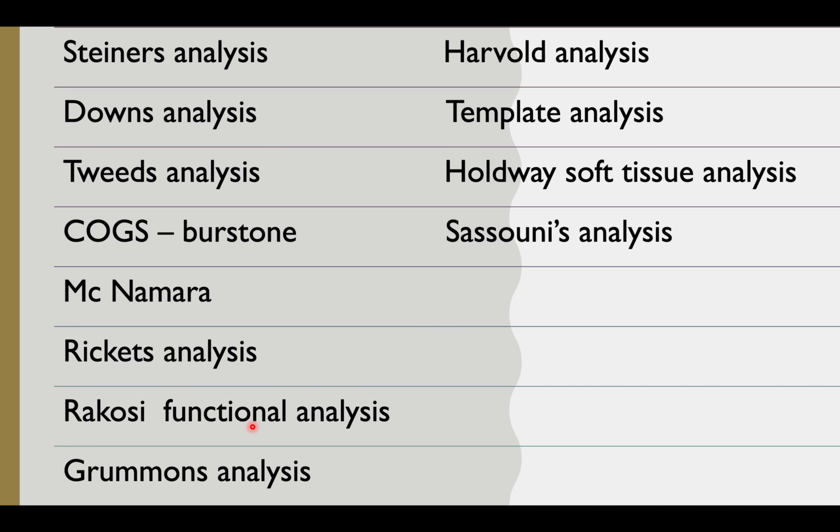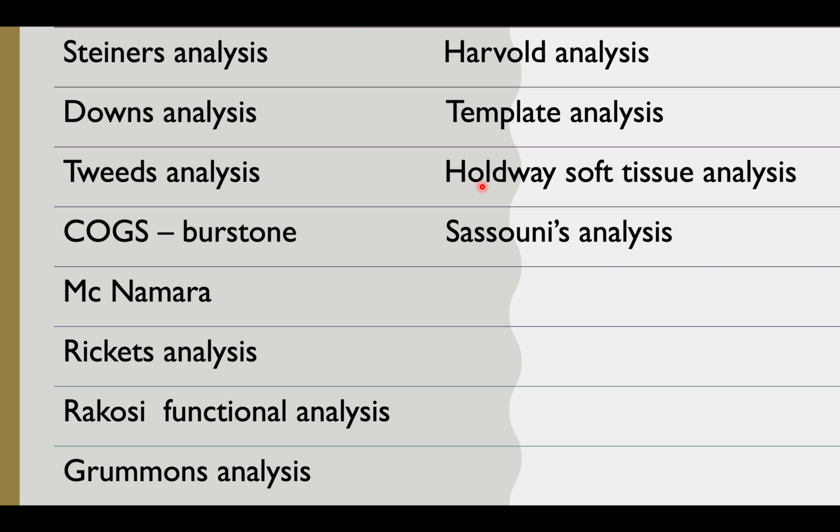These are the various analyses which are used in the cephalometric examination. Most of them contain both the skeletal and dental parameters, and the Holdaway soft tissue analysis gives the information regarding your soft tissue parameters. So some direct questions can be asked, like Cox analysis was given by Burstone. Tweed's analysis includes parameters like FMA, IMPA, FMIA like that.